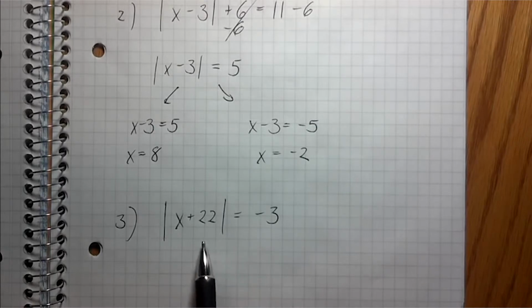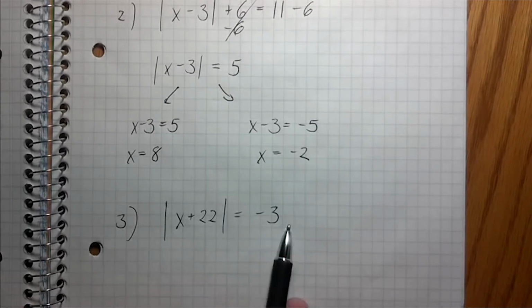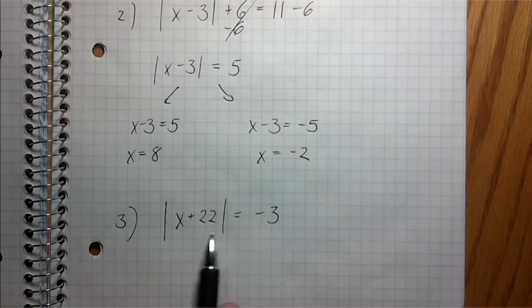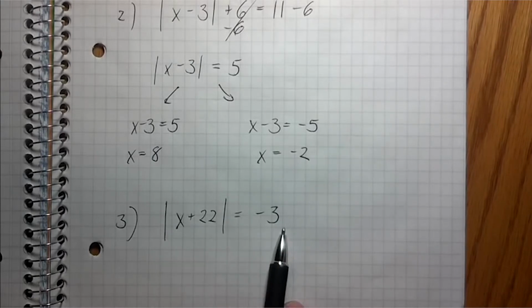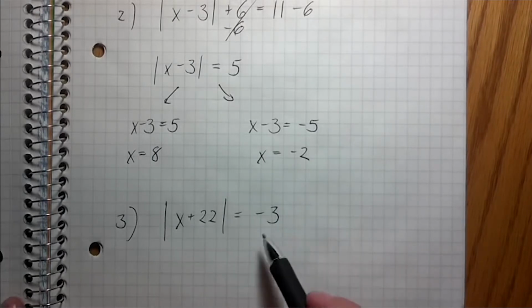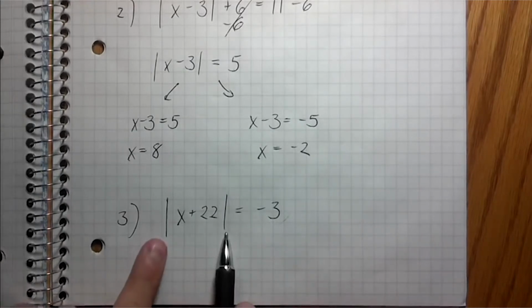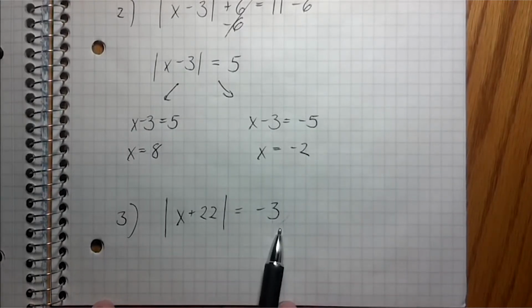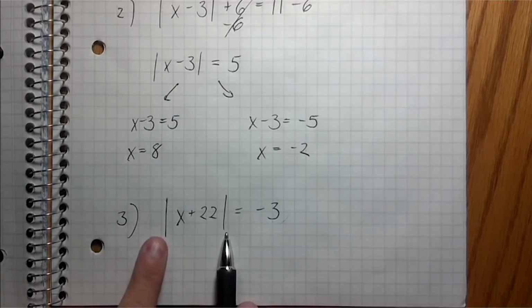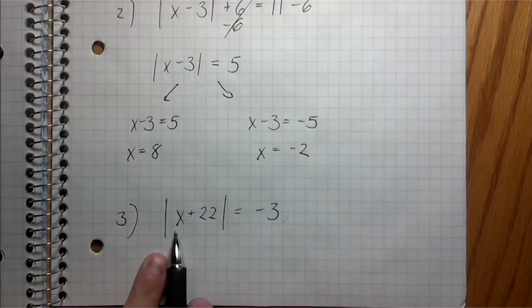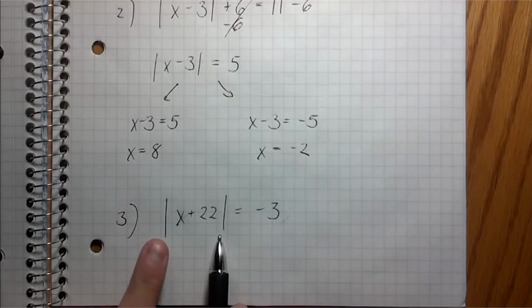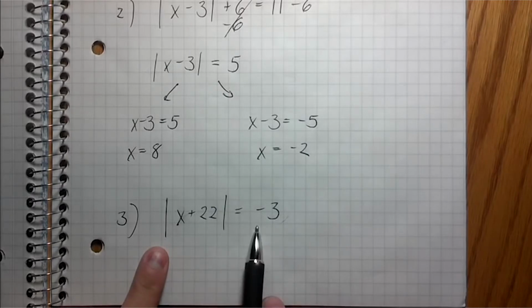I can automatically say that for this equation there is no solution for x. Why? It's because this is negative. Any time you have an absolute value of something that equals a negative number, it is impossible, because absolute value always makes everything positive. No matter what is inside the absolute value, it's always going to be positive, so there's no way it's going to end up being negative.